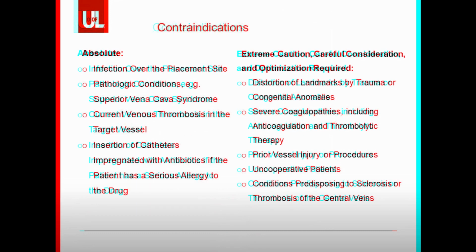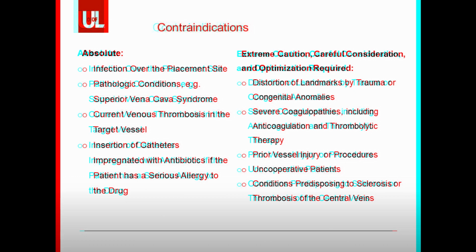As with any procedure, there are certain patient conditions that would make placing a central line contraindicated. Absolute contraindications include infection over the placement site, pathologic conditions such as superior vena cava syndrome, current venous thrombosis in the target vessel, and the insertion of catheters impregnated with antibiotics that the patient has a serious drug allergy to.